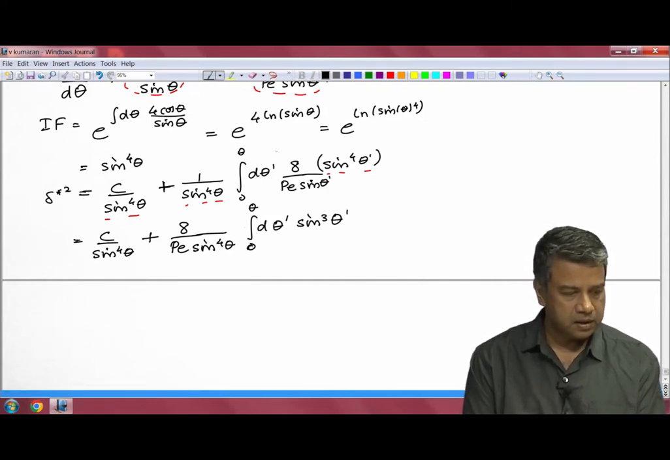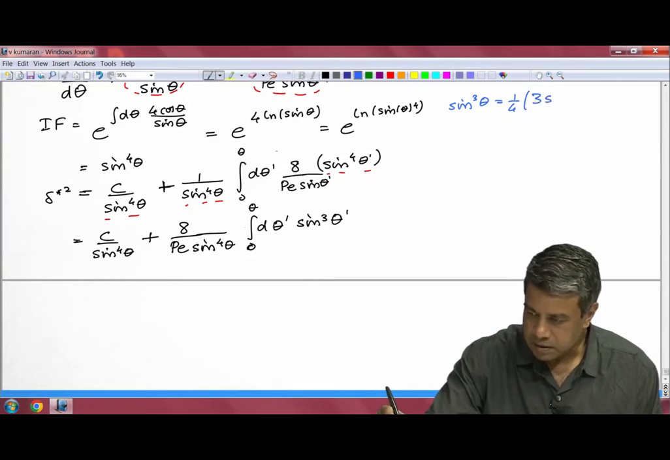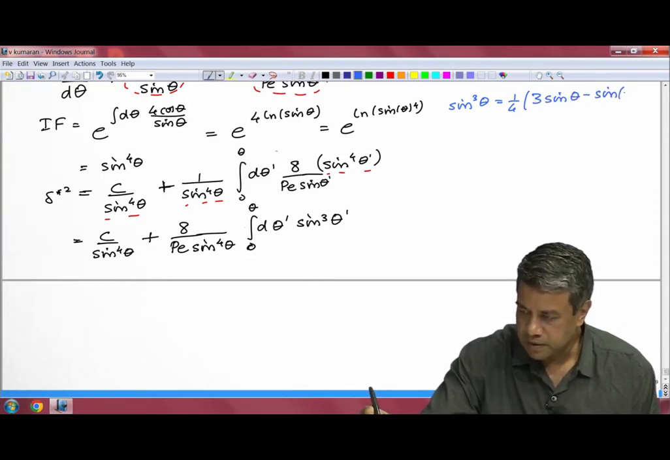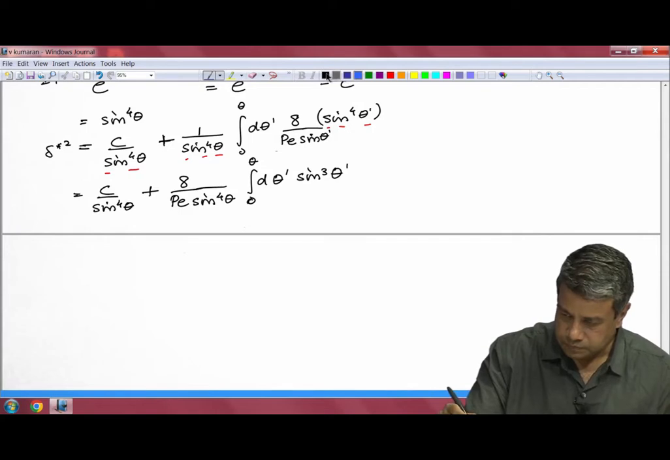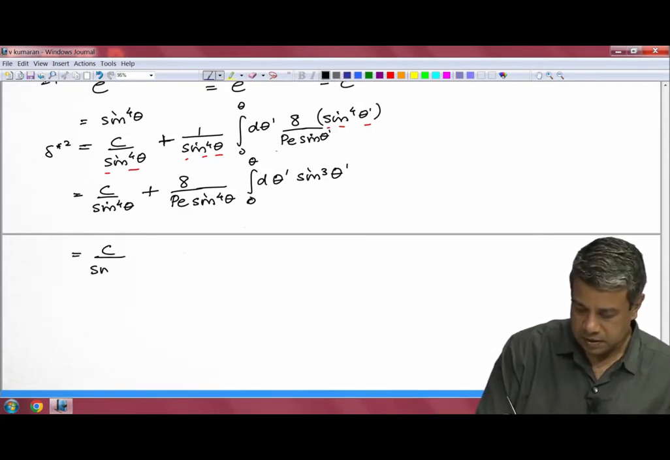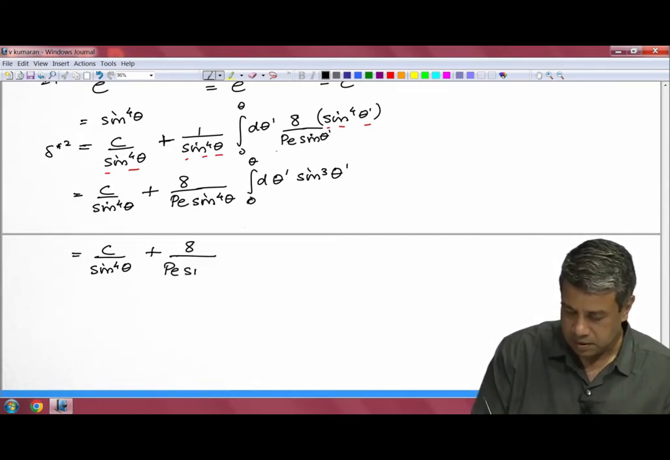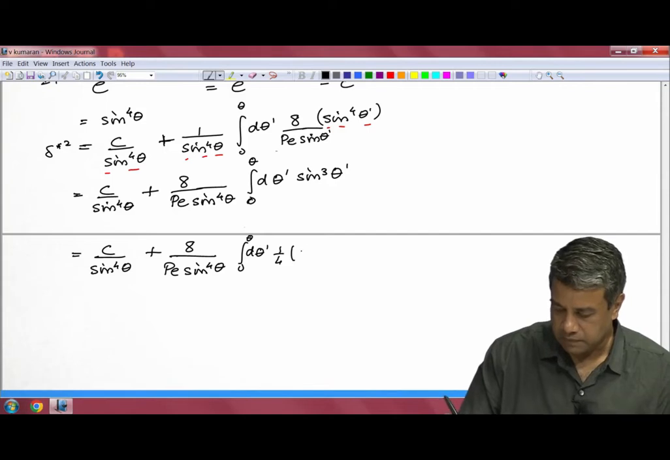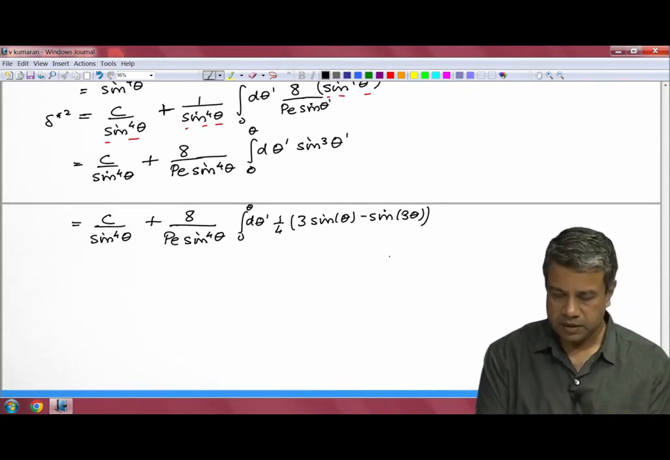And here you can use the trigonometric identity for the cube of sin theta. Sin cubed theta is equal to 1 by 4 of 3 sin of theta minus sin of 3 theta. Use that trigonometric identity here. So, this is equal to c by sin power 4 theta plus 8 by Pe sin power 4 theta integral 0 to theta d theta prime 1/4 of 3 sin of theta minus sin of 3 theta.